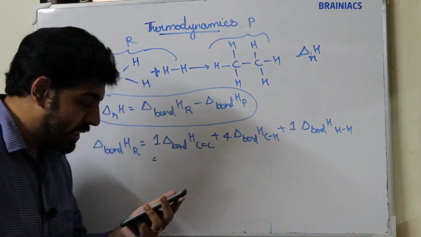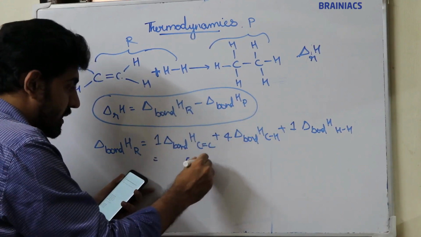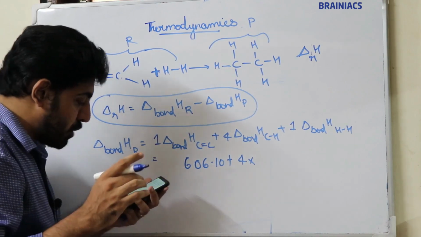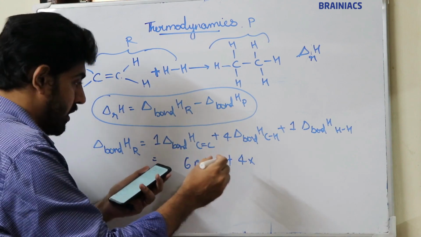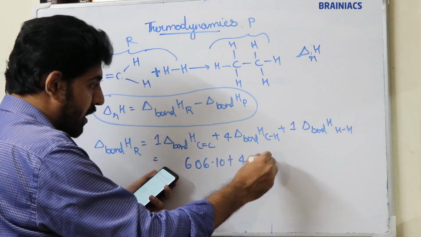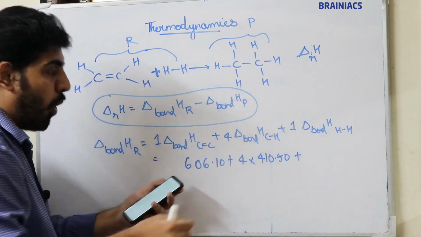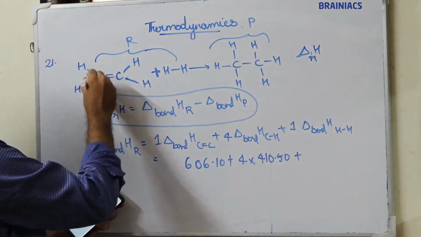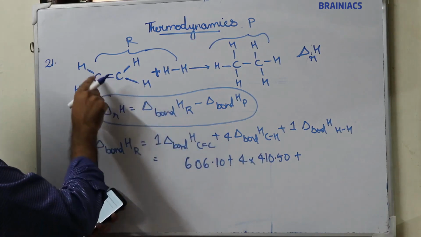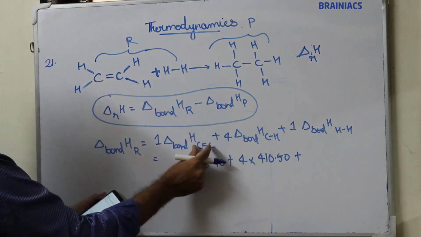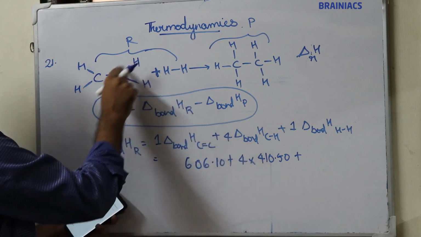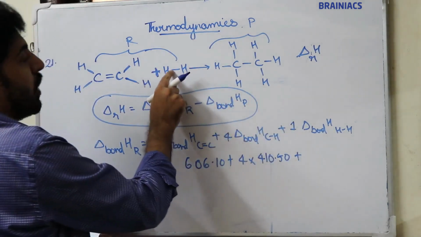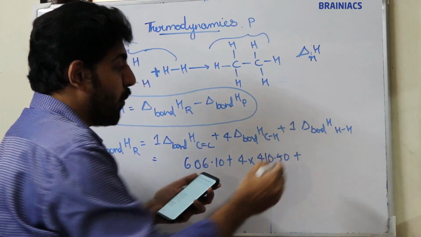So one bond enthalpy of C double bond C value is 606.10, plus 4 into bond enthalpy of C-H bond. C-H bond value is 410.50, plus 1 bond enthalpy of H-H. There is only one H-H bond, four C-H bonds, and only one C double bond C. H-H bond enthalpy is 431.